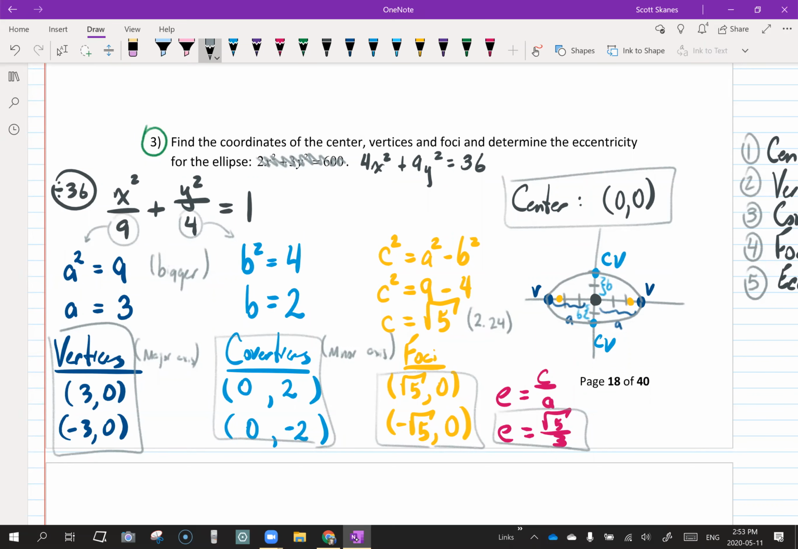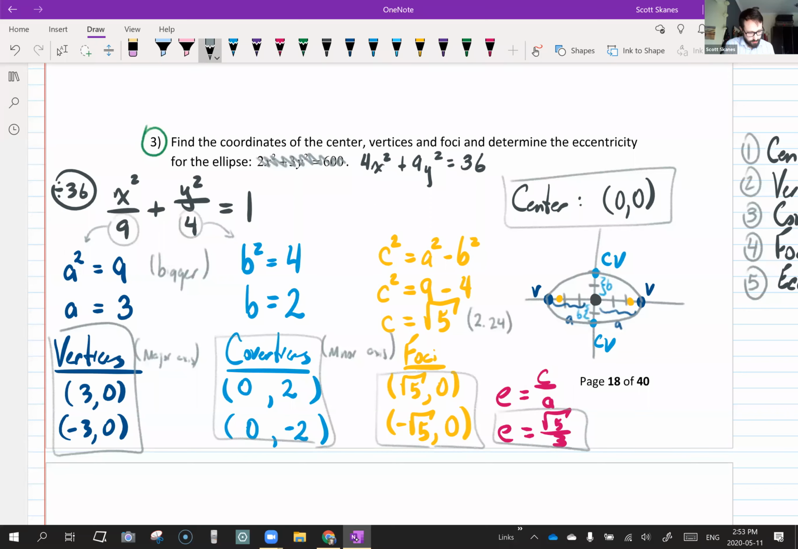Sir, I have a question. Yes, tell me. In the equation, the 4x power 2, x is here. Why do we put it in y power 2? The 4x and the 9y power 2. We change here in this equation x power 2 over 9. And in the equation, it's 9y power 2.